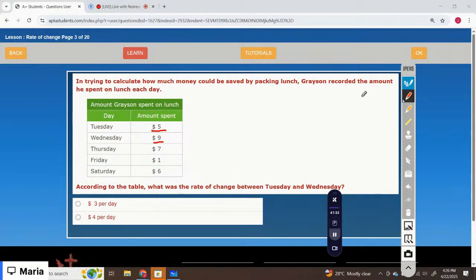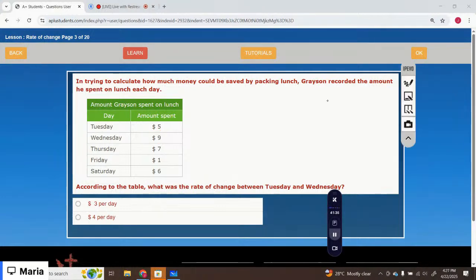That is $4 per day. Option number two is the correct option.